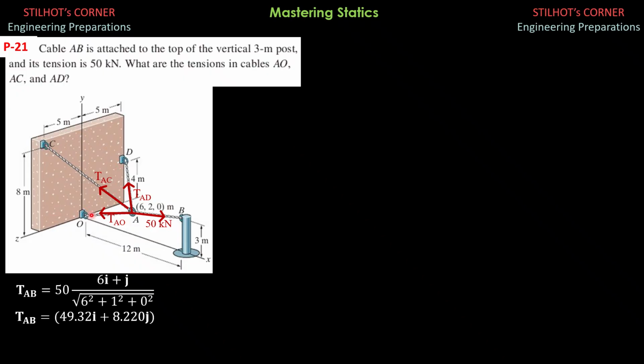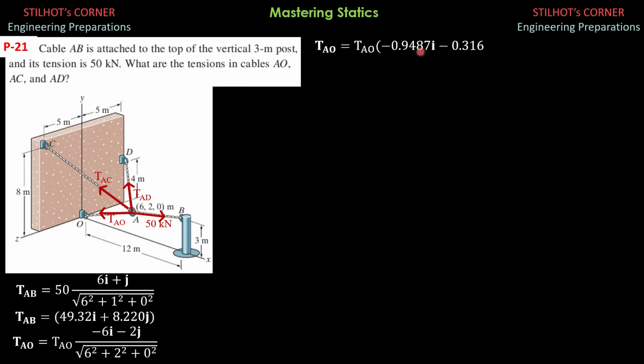Tension AO is 0 minus 6. So magnitude of tension AO, then 0 minus 6, so negative 6I, 0 minus 2, negative 2J, 0 minus 0, 0K over square root of 6 square plus 2 square plus 0 square, and that is equal to tension AO times negative 0.9487I minus 0.3162J.